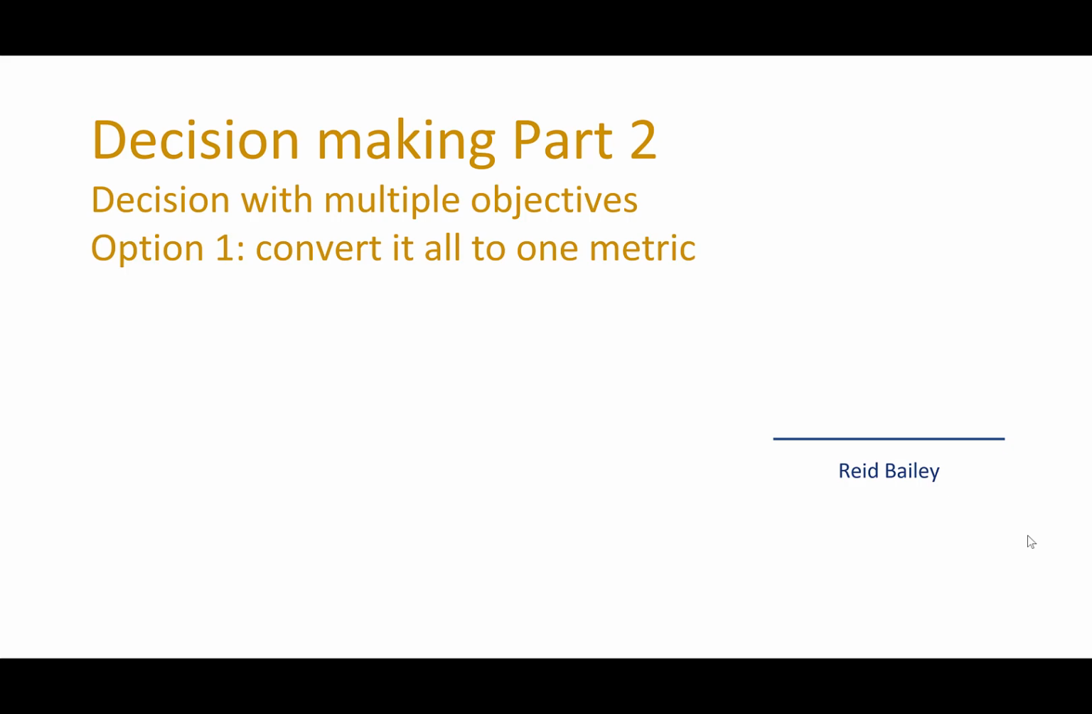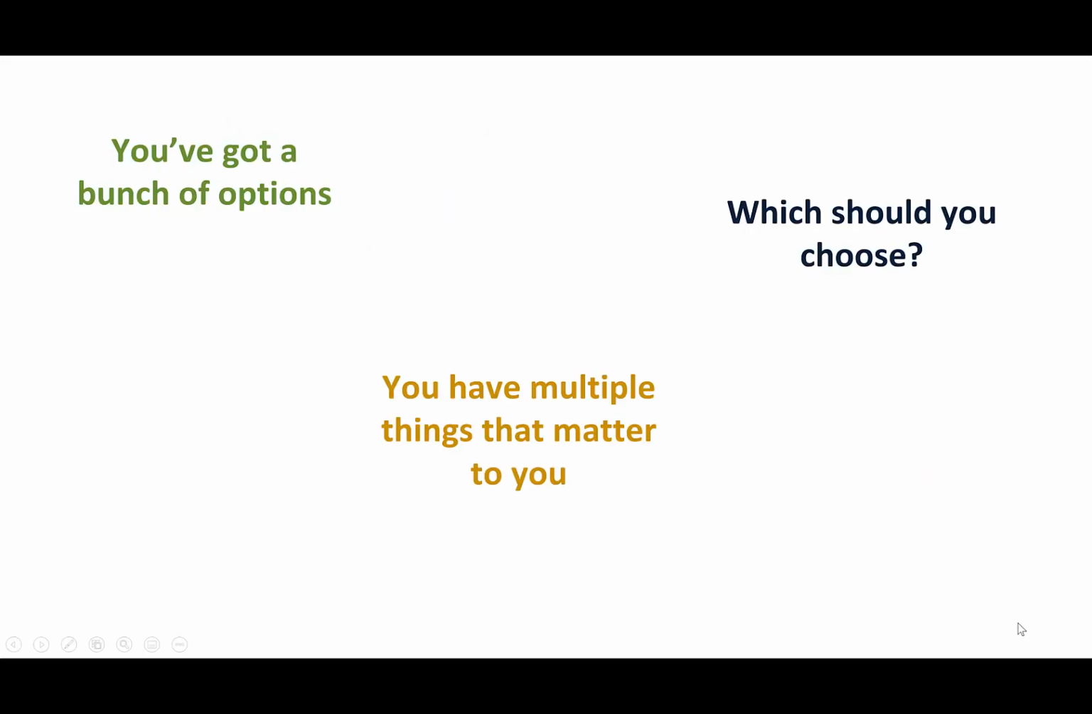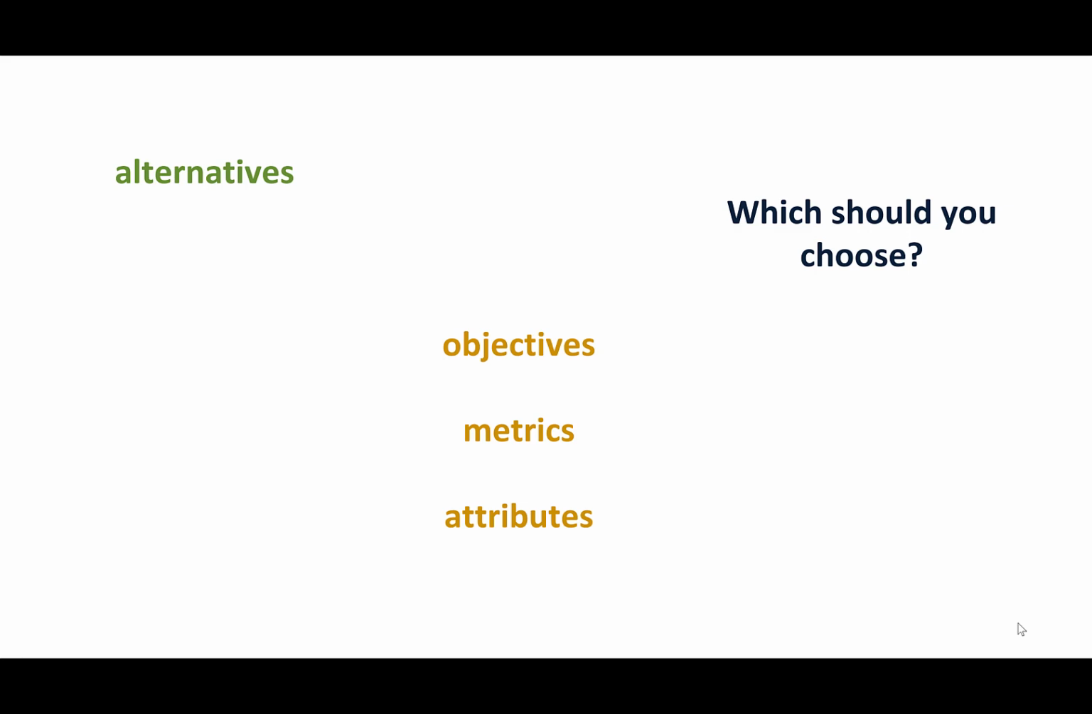So we're here talking about decision making with multiple objectives. And in this video, we're going to focus on one approach where you take all the objectives and you convert them into one of the metrics. To remind you of the scenario that we're in, you've got a bunch of options, which we could call alternatives. You have multiple things that matter to you, which can be called objectives or metrics or attributes or several other things. And the question is, which alternative should you choose?